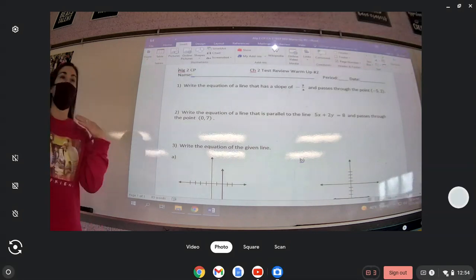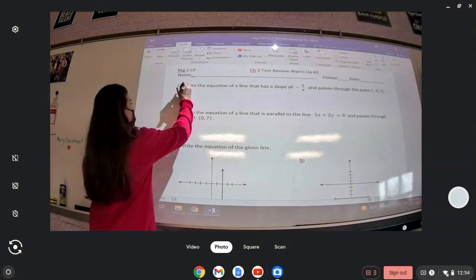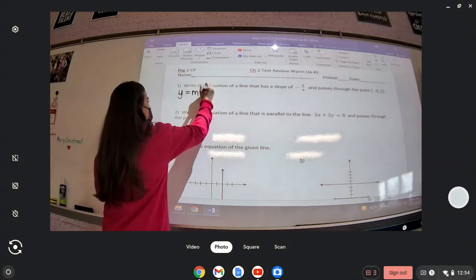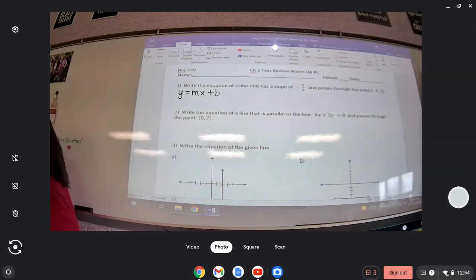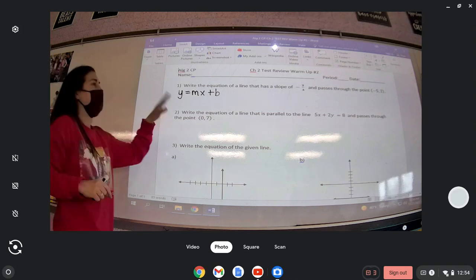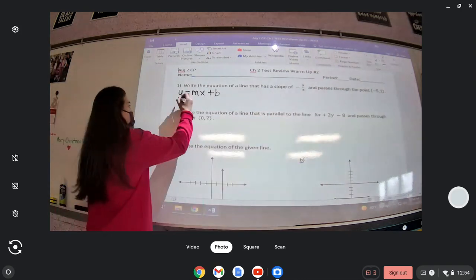Guys, I haven't asked you this in a while, but what's our go-to formula to write the equation of a line? All right, so if that's your go-to formula, what two pieces of information do you have to know about a line? Slope and y-intercept. You have to know m and you have to know b. They clearly told us m. Pop it right in for m.